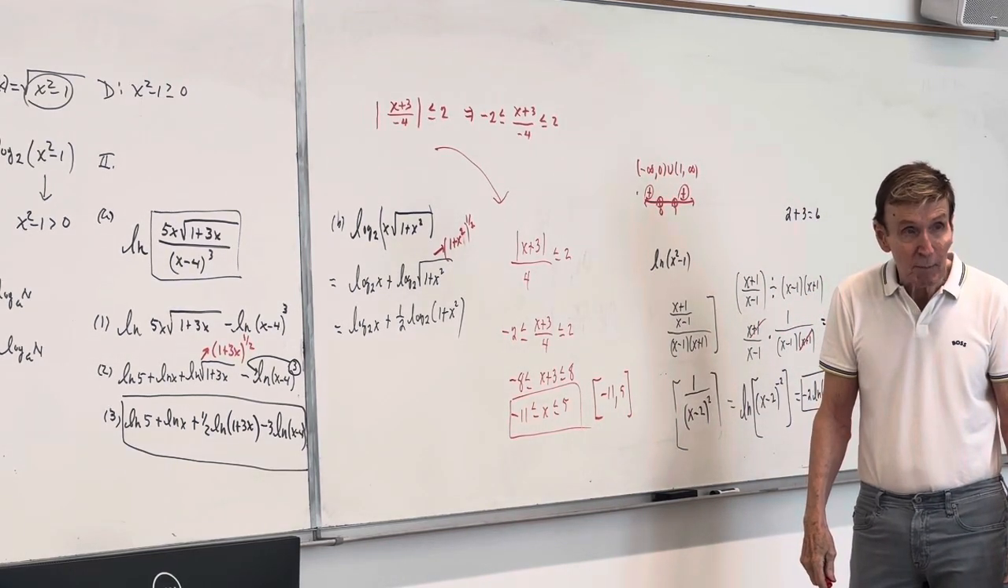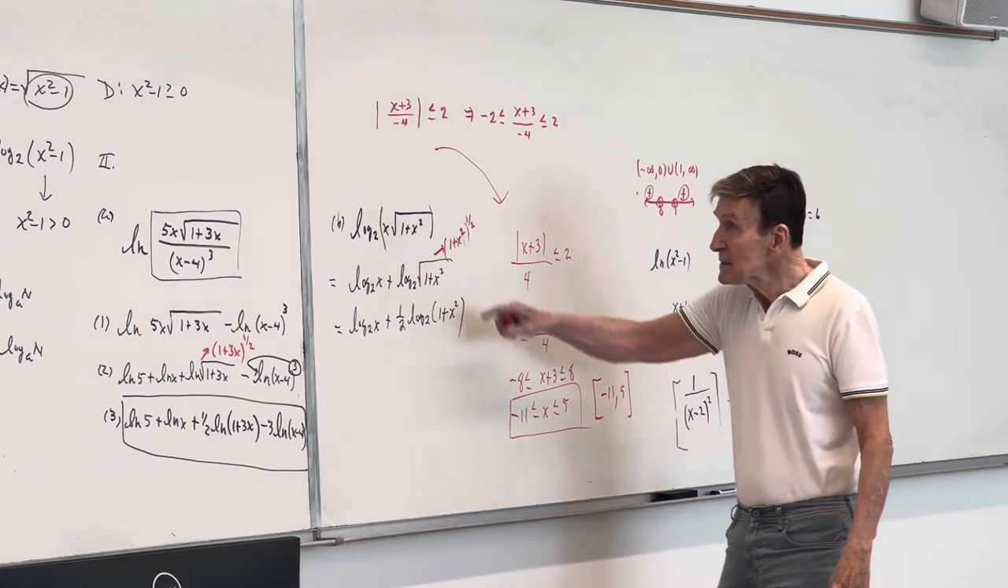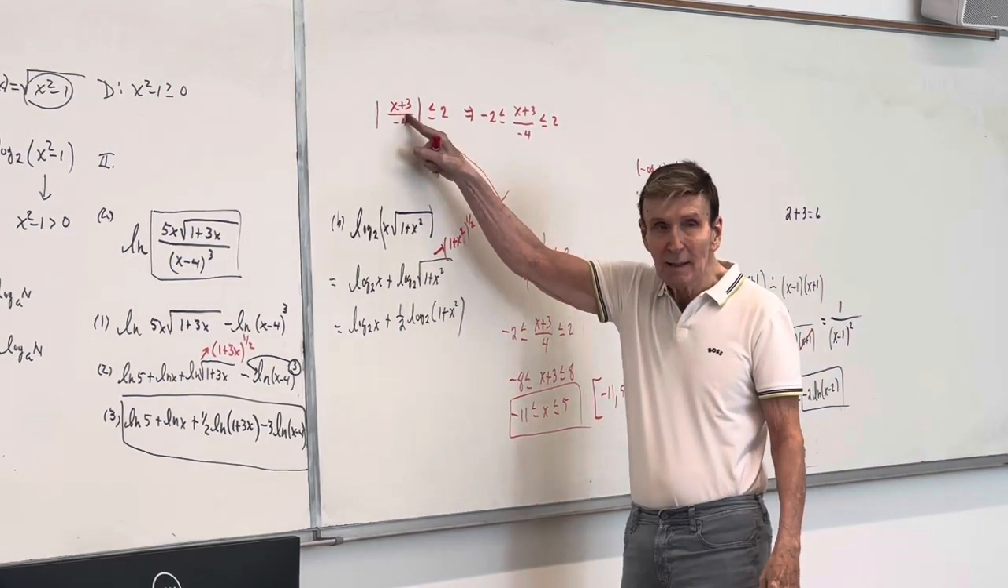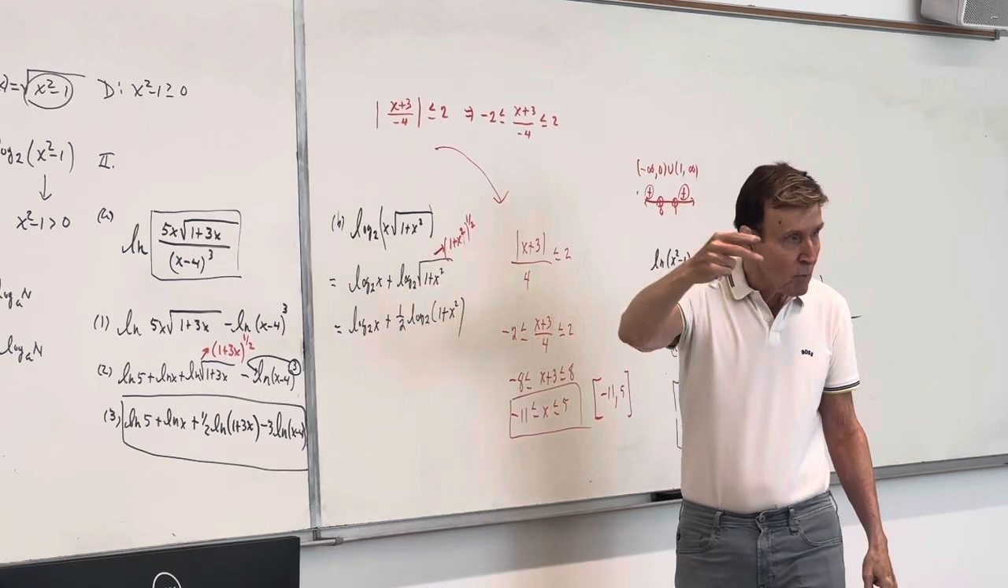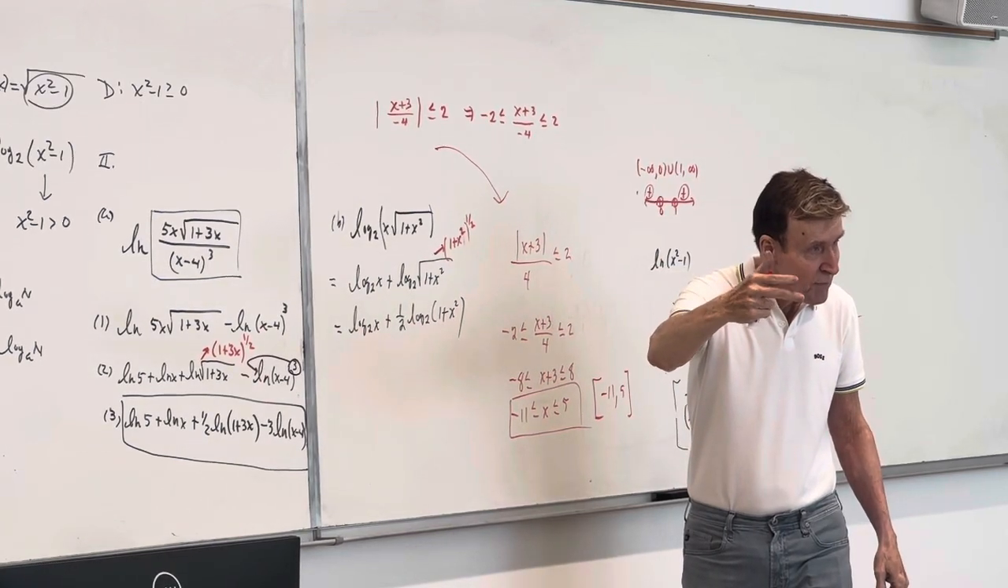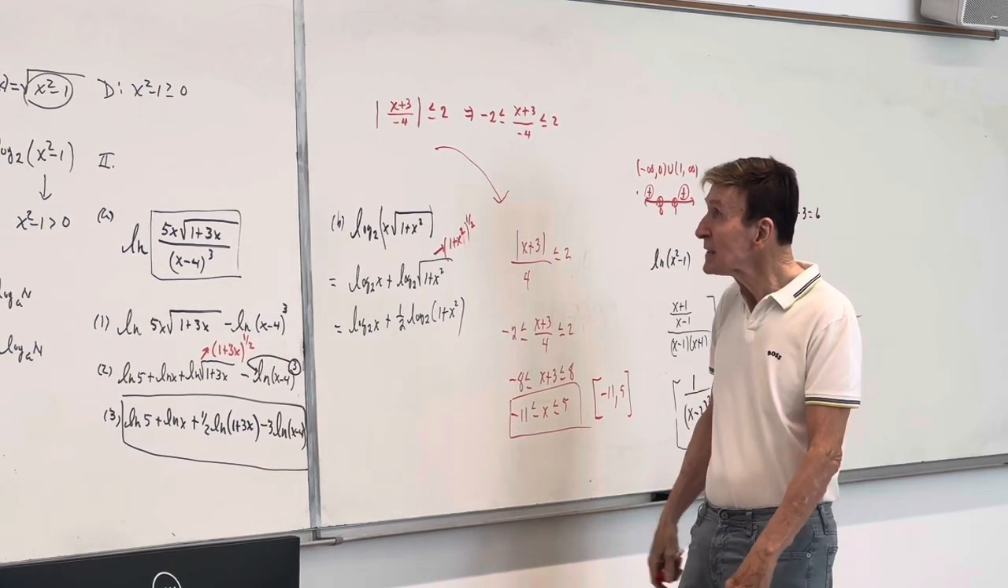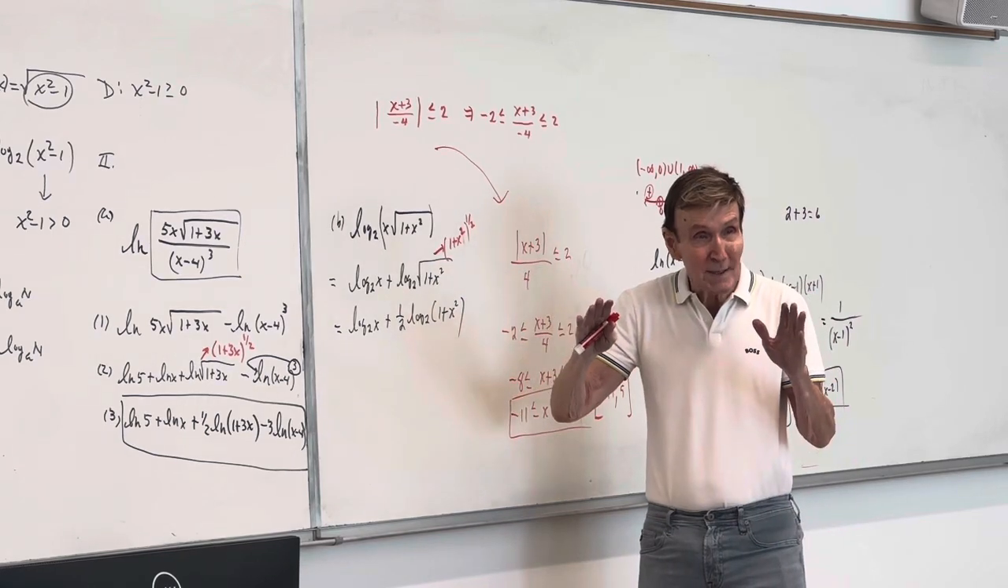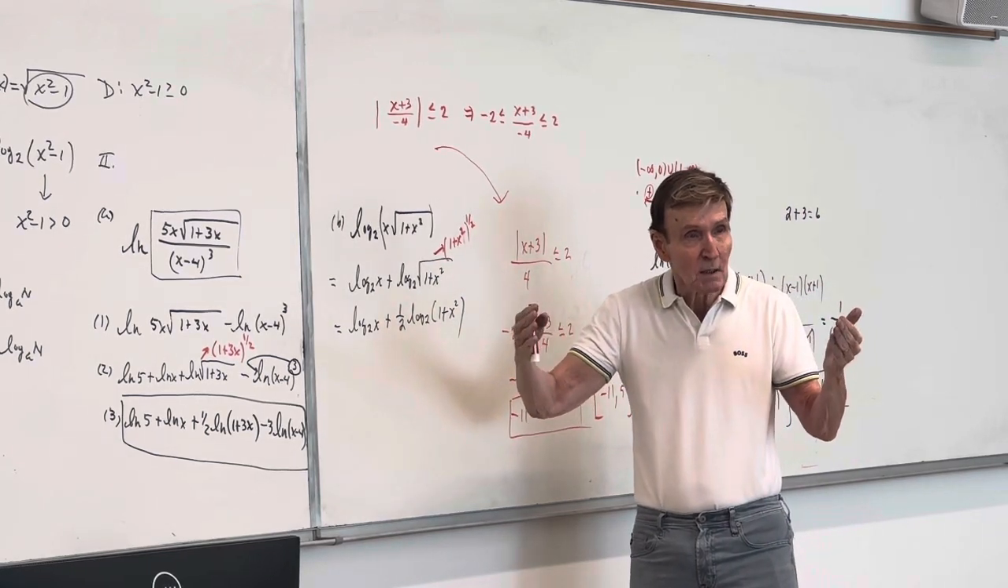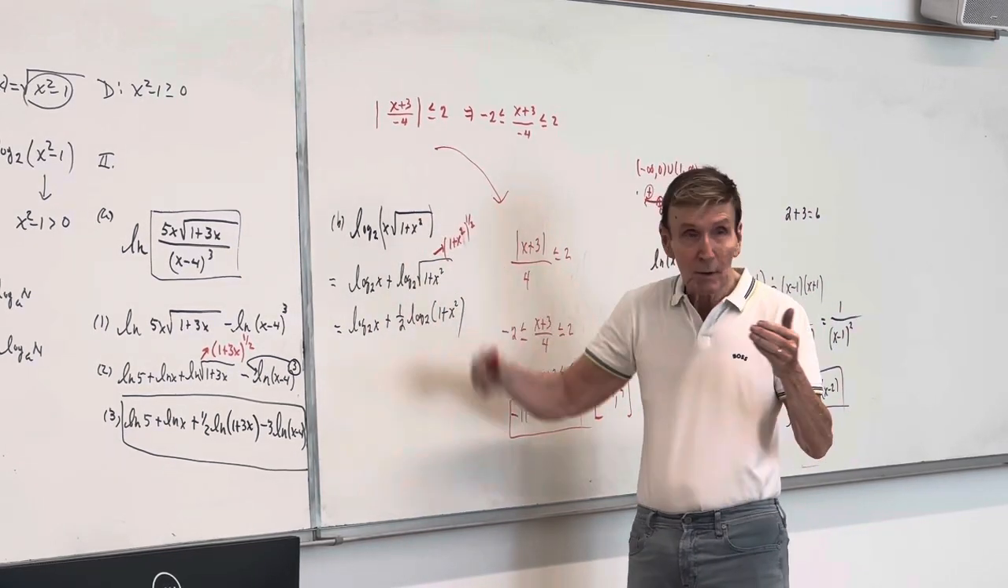Take it back to the original. If I put a 6 in there, what is that? 6 plus 3 is what? 9. 9 over a negative 4, and you take the absolute value of it. Is that going to give you a positive 2 1/4, I think it is? Is that less than or equal to 2?